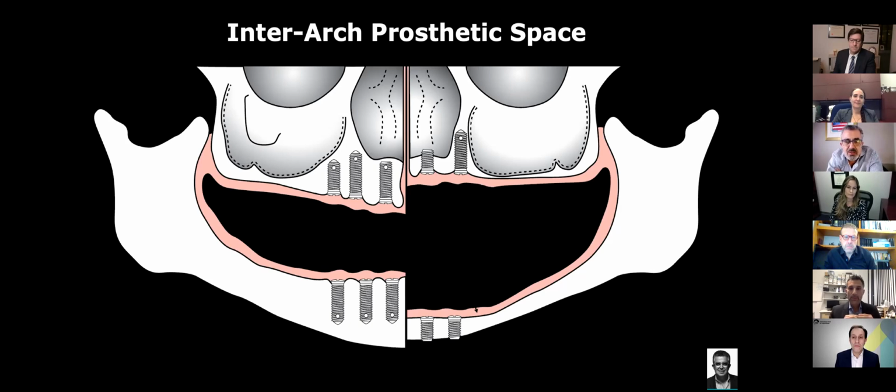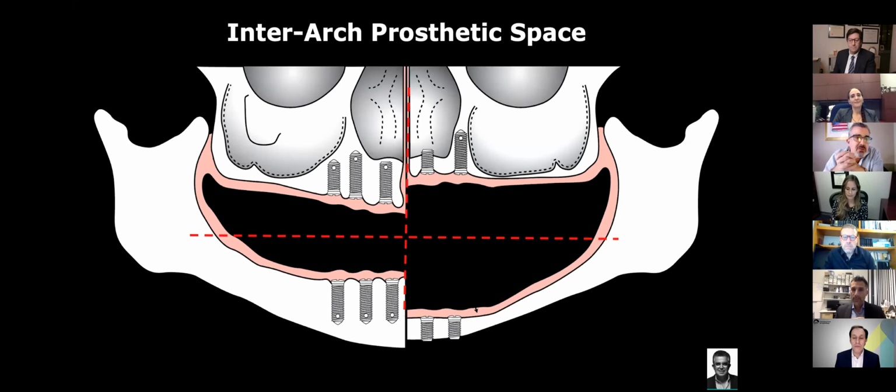So when we are evaluating a fully edentulous patient, what we try to do is we look at the occlusal plane, we establish an occlusal plane. There we go. So we established our occlusal plane.